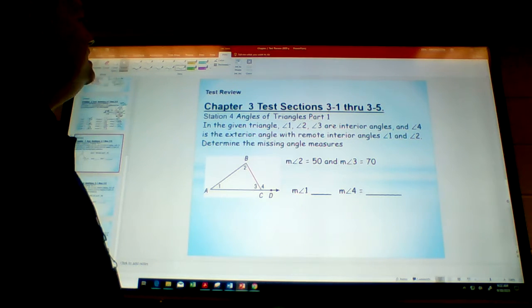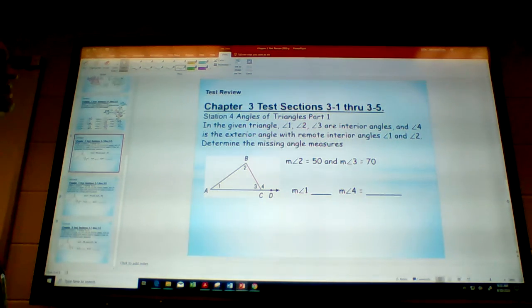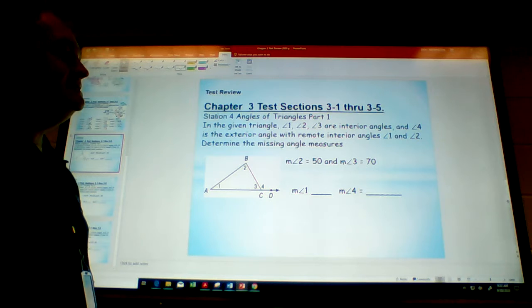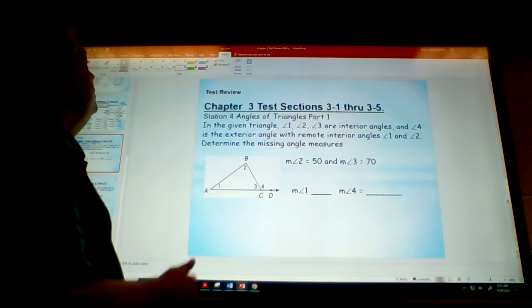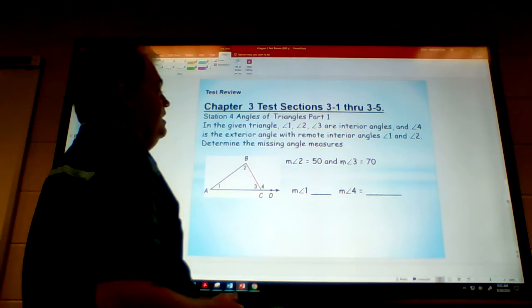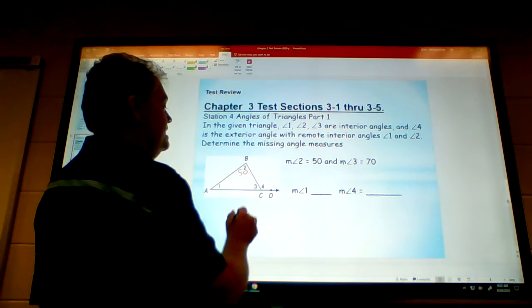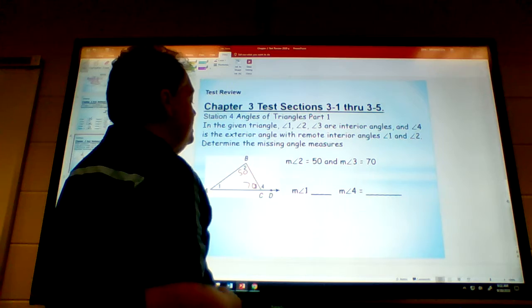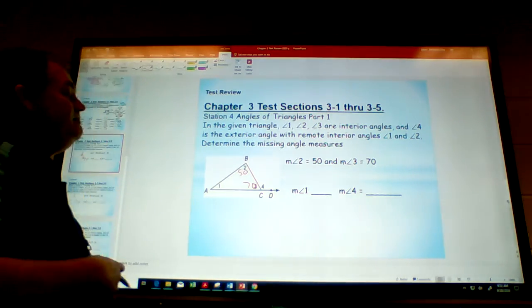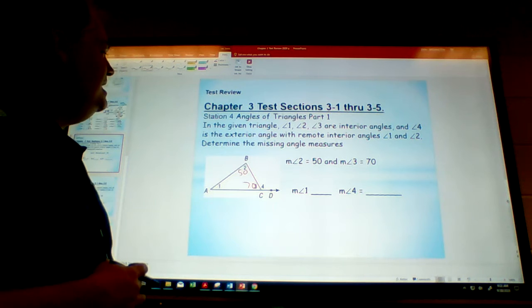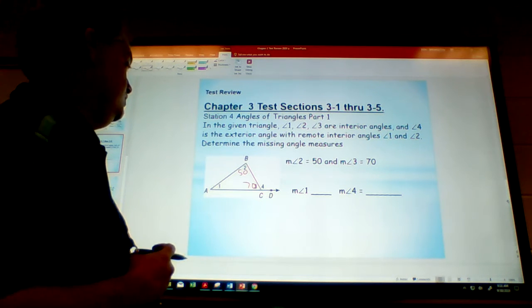All right. Now, we're given two angles of the triangle, and we're told to find the other two angles. Now, one of the angles, of course, is the exterior angle, angle 4, but we don't know what it is. So let's look at the following. We know angle 2 has a measure of 50, and angle 3 has a measure of 70. So I need to determine the measure of angles 1 and 4. Now, there's a couple different ways we can do these. So let's go ahead and determine the measure of angle 1.